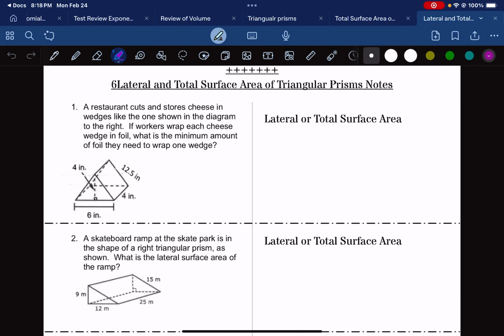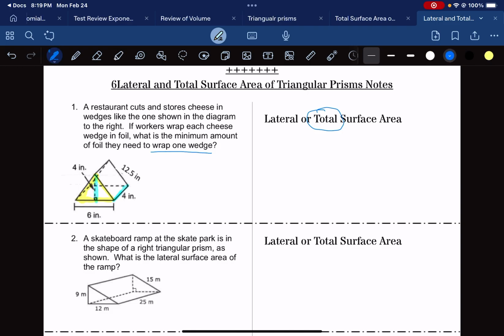Let's pay attention to what it's asking. It's wrapping one wedge of cheese, and so guys, I think it's total. So you're going to do total. Now again, I'm going to highlight real quick the edges of the triangle. Why? Because that's going to help me find my perimeter. And then I'm also going to need the height of the prism because it's total. I'm also going to need to know the height of the triangle.